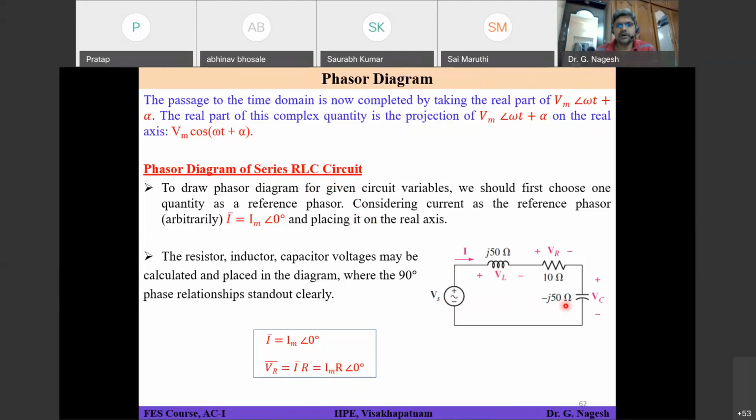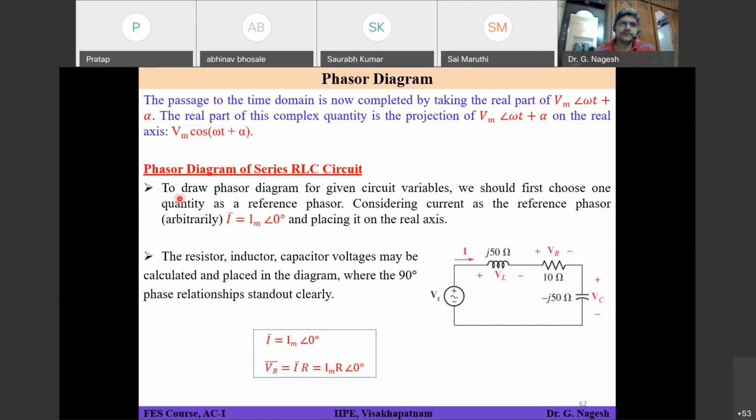Okay. So always, if you want to represent voltage, you should represent with polarity. Okay. So the voltage polarity and voltage representation across different elements is also shown in this figure. And current is considered as I. Since it's a series circuit, it's going to flow in that direction.